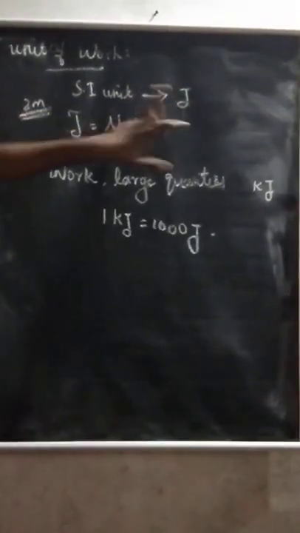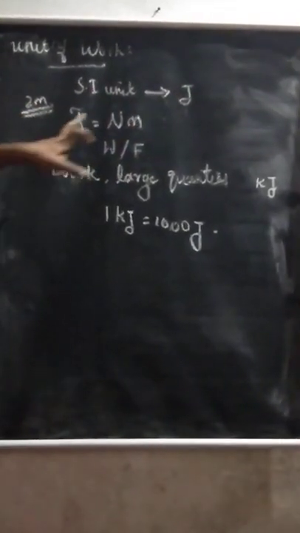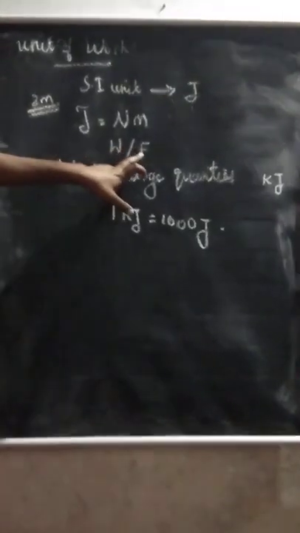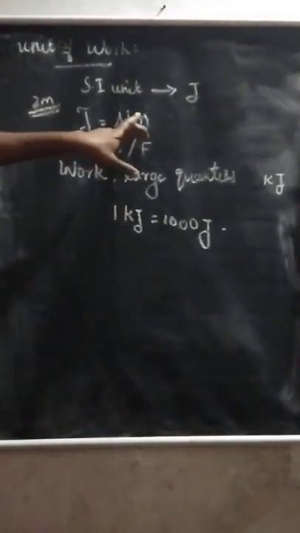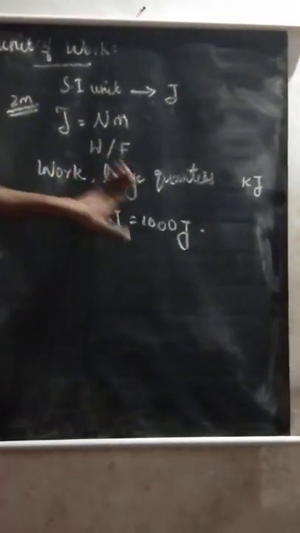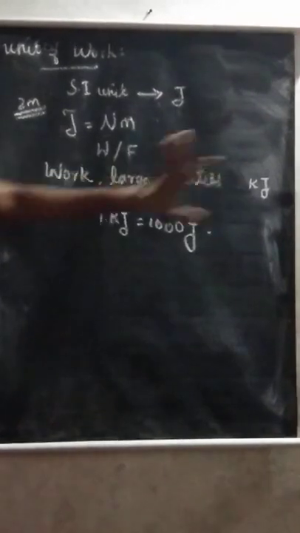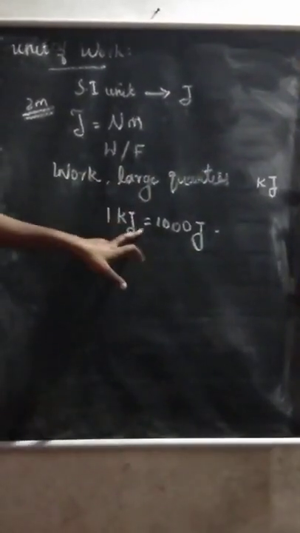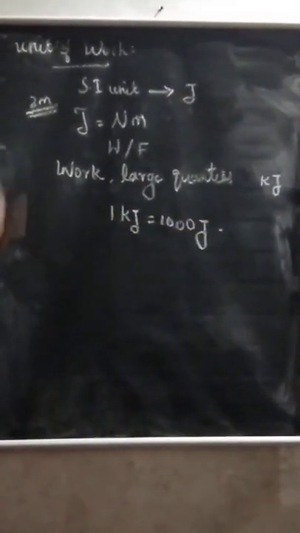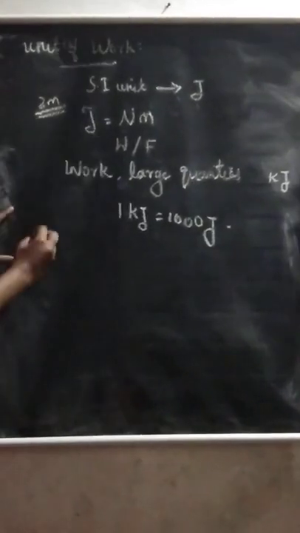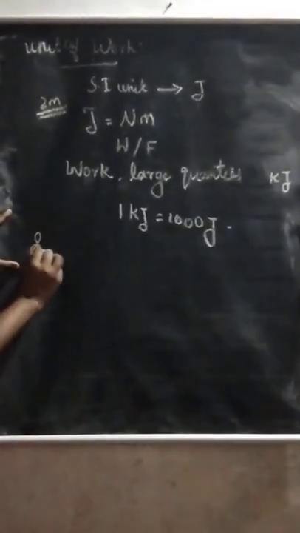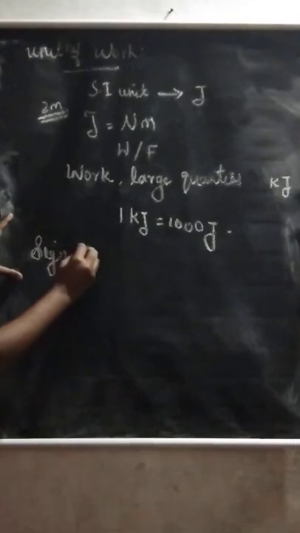Understand this topic? So listen, the SI unit of work is joule. 1 joule is equal to work done by a force of 1 Newton through 1 meter. If large quantities of work are present, we use the unit kilojoule. 1 kilojoule is equal to 1000 joule. Understand this? Now listen. Now the next topic, sign of heat, sign of work.